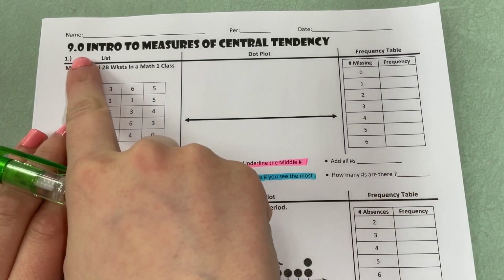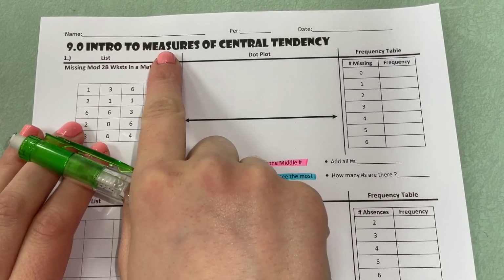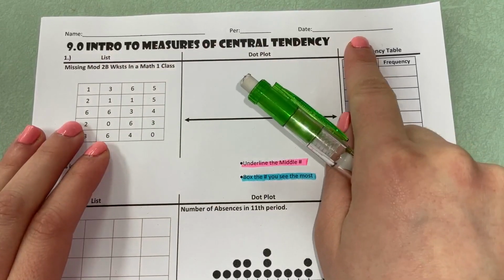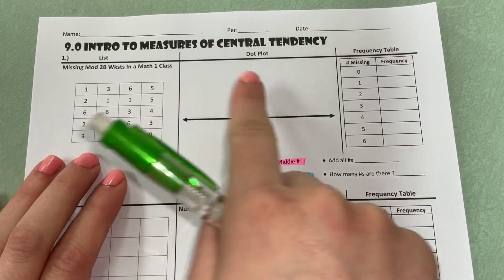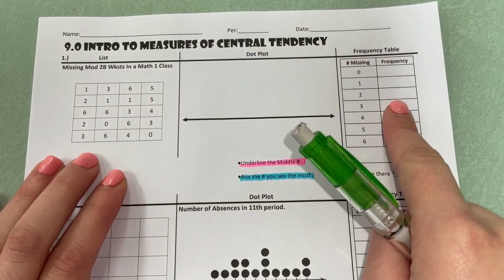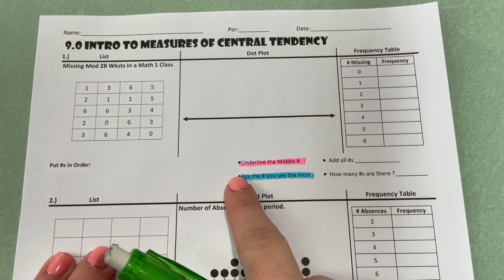All right, so for today's lesson, this is an intro to measures of central tendency. What we're going to do today is take a list of numbers and turn it into a dot plot and then turn it into a frequency table. We're going to put the numbers in order.